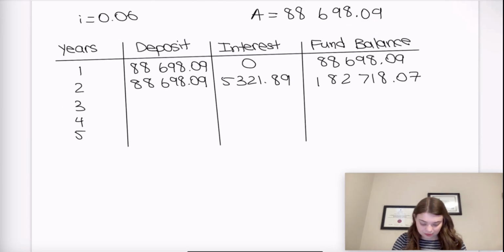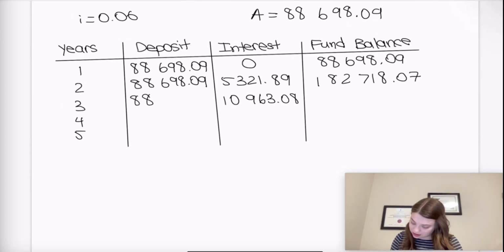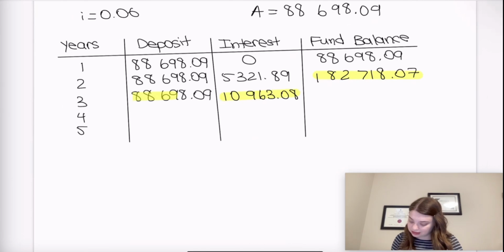Okay, and now how much interest did we make in the third year from that balance? Well, we're going to multiply that new fund balance by 6% and get that the interest gained this time is $10,963.08. Also, we made a new deposit of $88,698.09 in the third year. So in order to know the new fund balance, we have to add the previous fund balance plus the interest we earned on that previous fund balance plus the amount that we now deposited that's new to us.